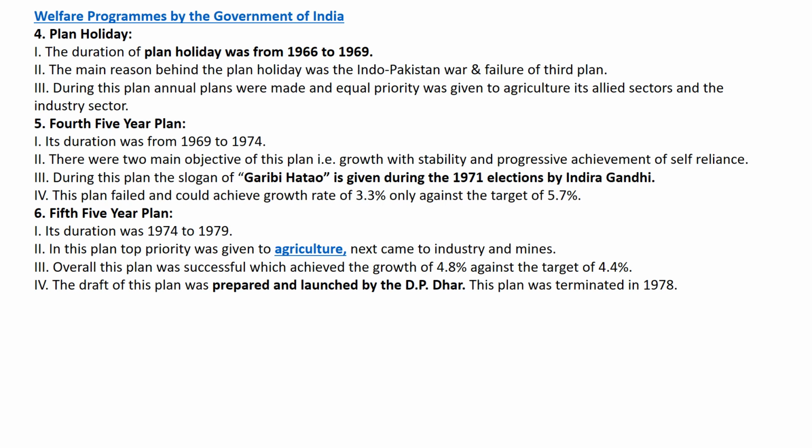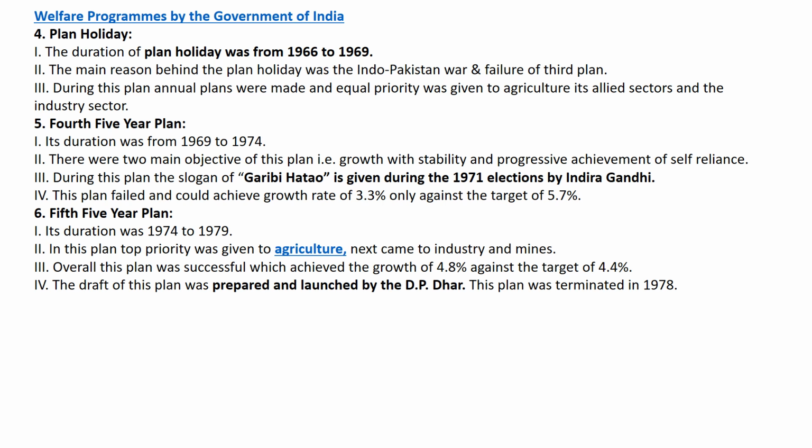Now let's discuss the fourth 5 year plan. Its duration was from 1969 to 1974. There were 2 main objectives of this plan, that is growth with stability and progressive achievement of self-reliance. During this plan, the slogan of Garibi Hatao by the then Prime Minister Indira Gandhi was given during the elections of 1971. This plan failed and it was considered to be one of the super flop plans as it could not achieve the growth rate of even 3.3%, only against the target of 5.7%.